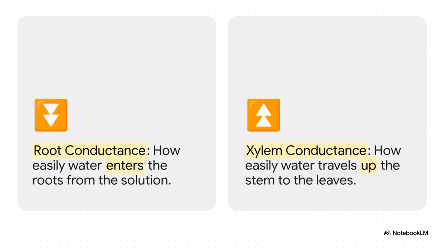So where does that resistance come from? Well, it's mainly from two spots, and you can just imagine them as two pipes hooked together. First, there's the root conductance. That's how easily water gets into the plant from the soil. Then you've got the xylem conductance, which is how easily it travels up the stem. And just like with real pipes, the total flow can never be faster than the narrowest part of the system.